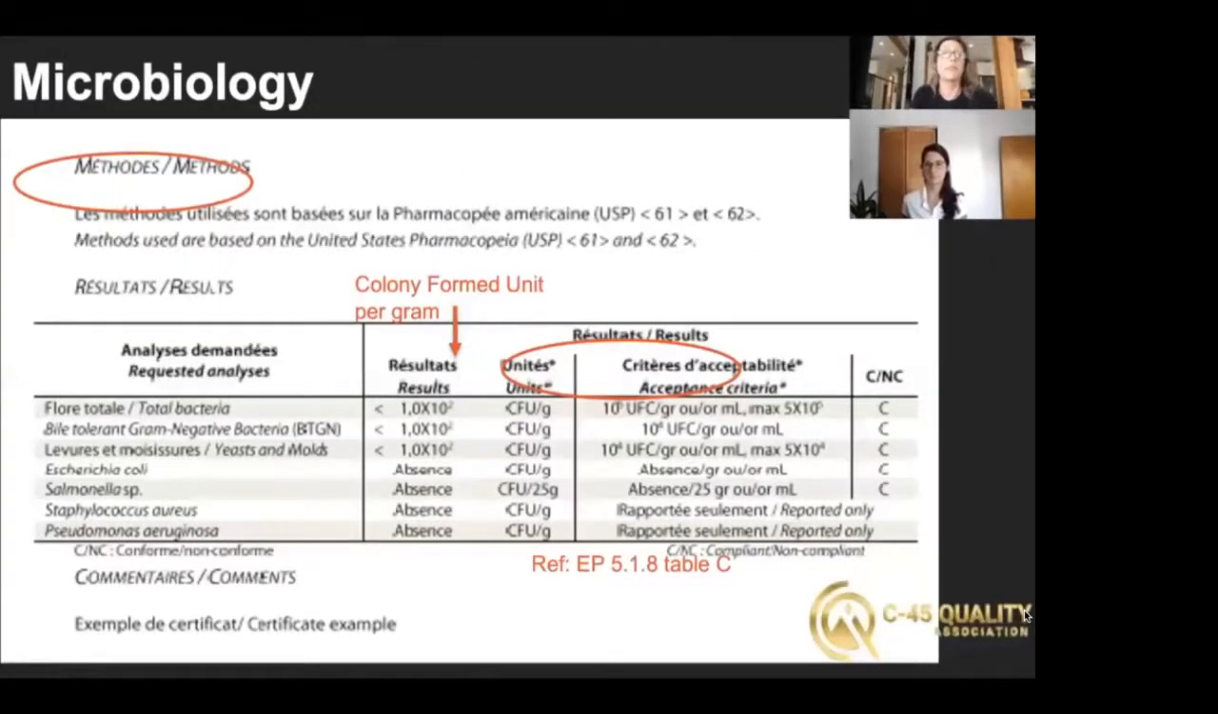Here's another example from another COA of what the microbiology section would look like. And you see the CFU per gram. And you can also see here exactly the accepted criteria. So it might look different from lab to lab, but the information is essentially the same. E. coli, Salmonella, you must demonstrate that it's absent in whatever the specification you chose, whether it's 25 grams or 1 gram or 10 grams. So talk to your lab about this.